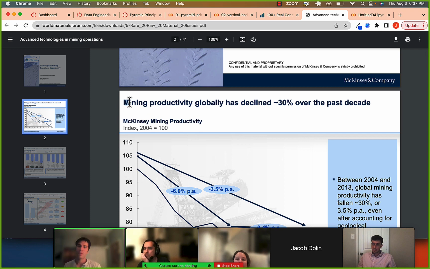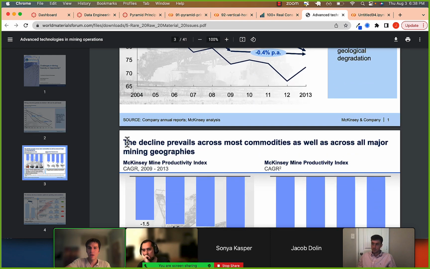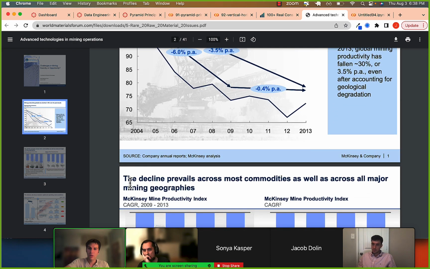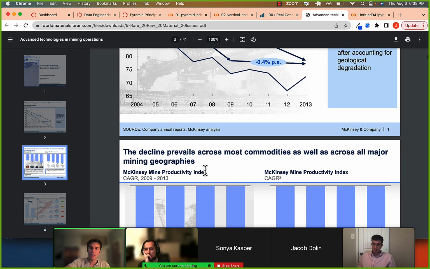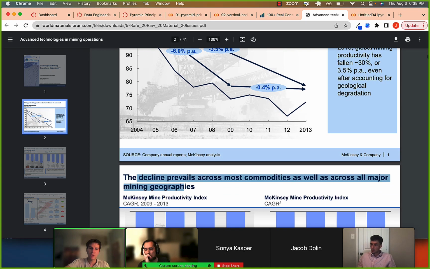Right, so here's the problem with mining. Mining productivity has declined 30% over the past decade. So this is the problem, and then ultimately we hope McKinsey will give us some sort of recommendation. So problem to solution is one thing, and then start broad and then go narrow is the next thing, if you're looking for a sequence. And then, of course, there's just moving over time as well. Mining productivity has declined 30% over the past decade. This is the broad, by the way. So it's problem and it's broad. And now we give you more information. The decline prevails across commodities as well as all major mining geographies. So we can just read each top line and it flows one to the other.